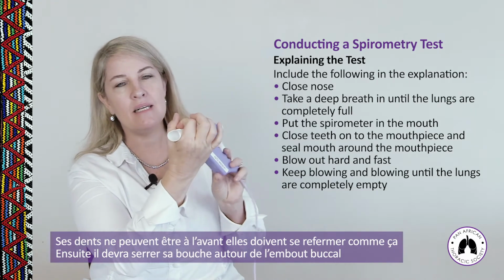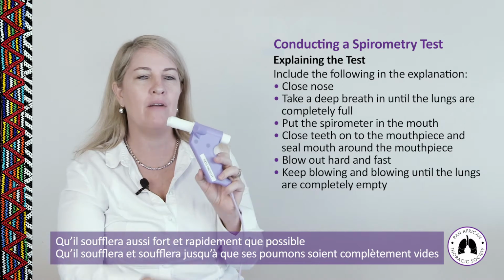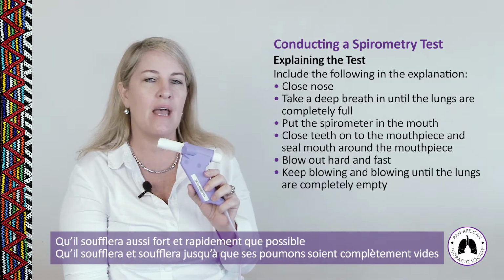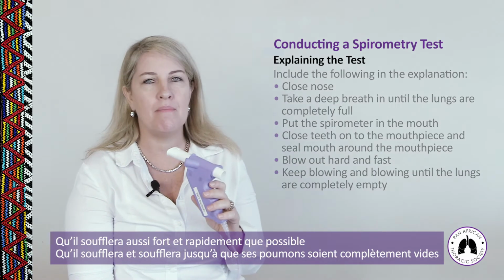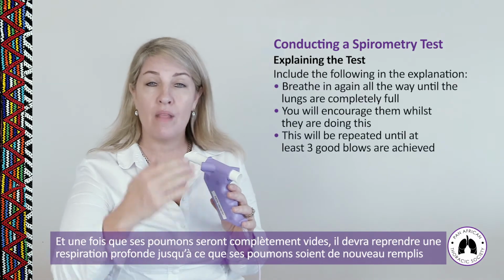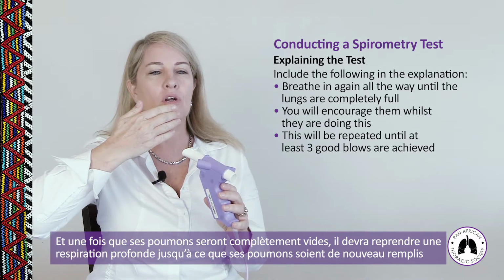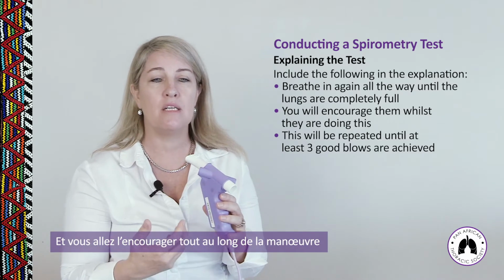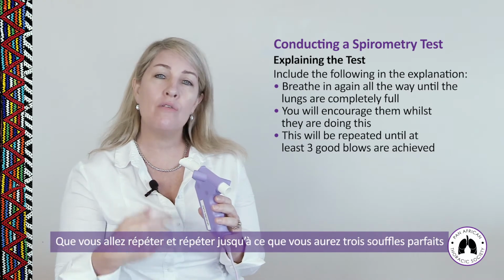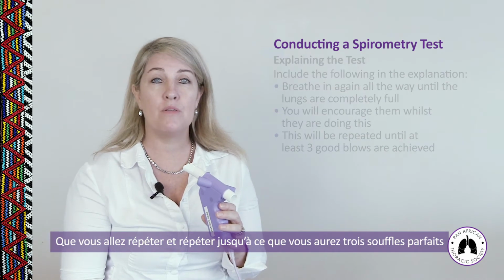They must then seal their mouth around the mouthpiece, and then they're going to blast the air out as hard and fast as they can and keep on and on and on blowing until the lungs are completely empty. They then at the end, when the lungs are completely empty, breathe in again all the way until the lungs are completely full. And you are going to encourage them throughout this procedure. So this will be repeated over and over again until you have at least 3 perfect blows.